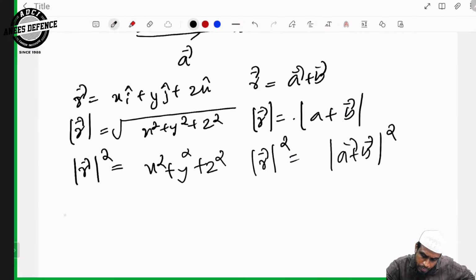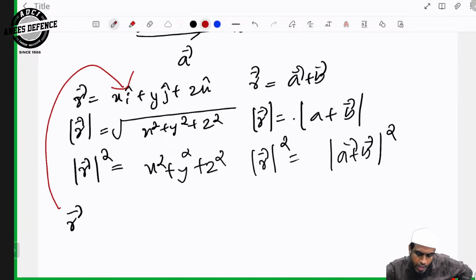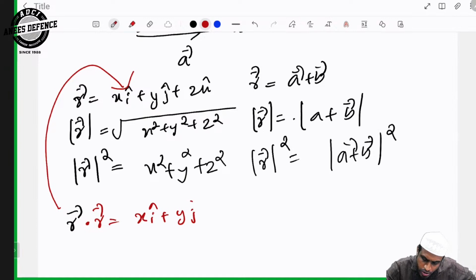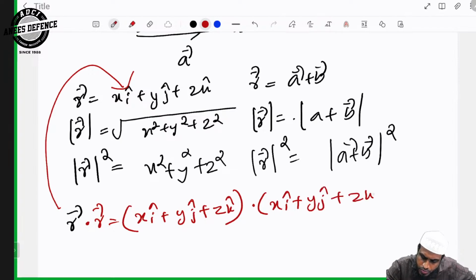Then another example. R is a vector that is already mentioned here: xi plus yj plus zk. So what will be R dot R? We can check. xi plus yj plus zk dot xi plus yj plus zk.